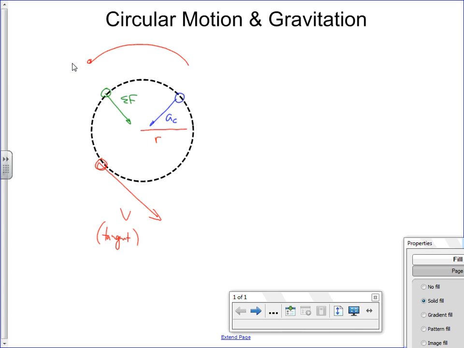A couple things you'll be asked to do: probably calculate the acceleration and/or calculate the net force. Well, that's still ma. The centripetal force uses the centripetal acceleration. So the net centripetal force is m times a, where a is v squared over r. You might have to do that. Things moving in circles.